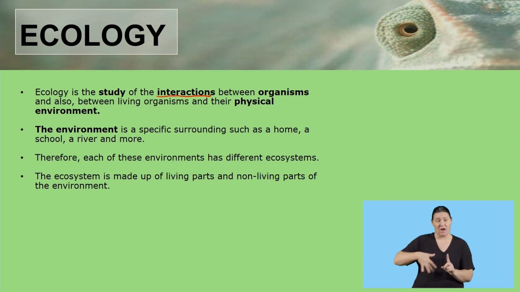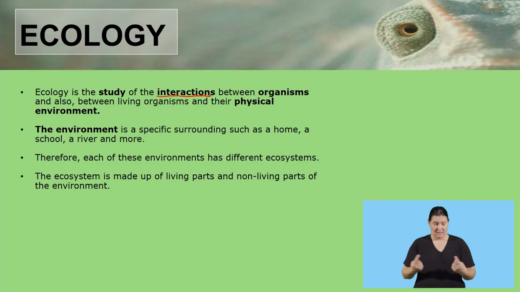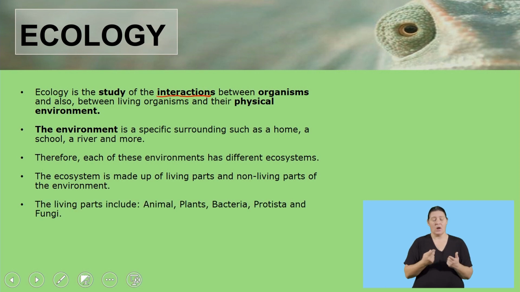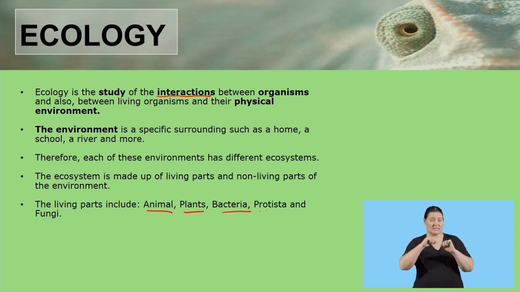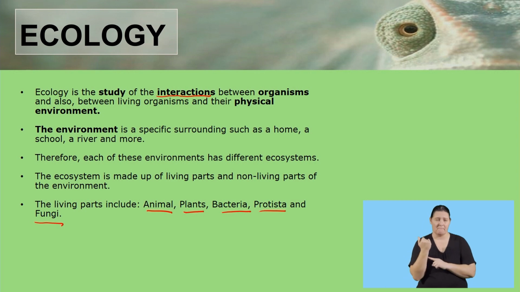And if you remember, we said that an ecosystem is made up of different populations that are interdependent on one another. So the ecosystem is made up of living parts and non-living parts of the environment. The living parts of an ecosystem include animals, plants, bacteria, protista, and fungi. So these are the things that can undergo life processes, hence they are living.